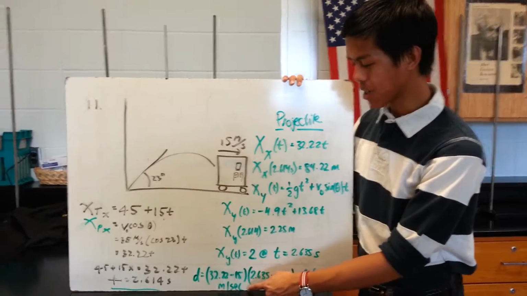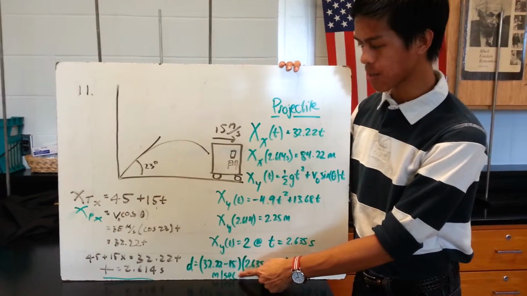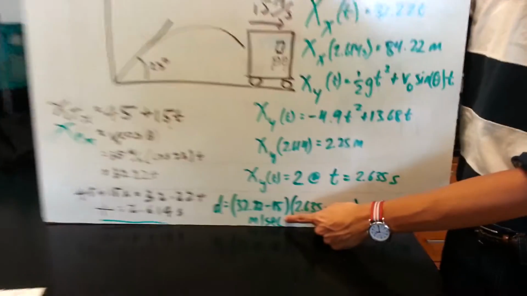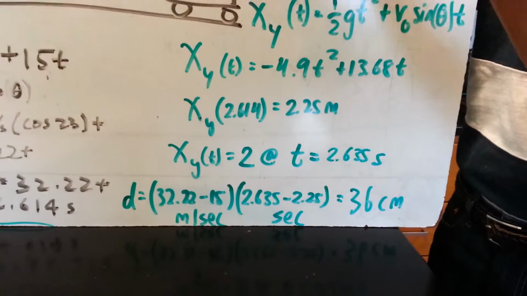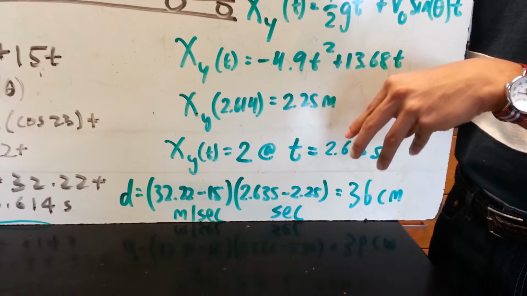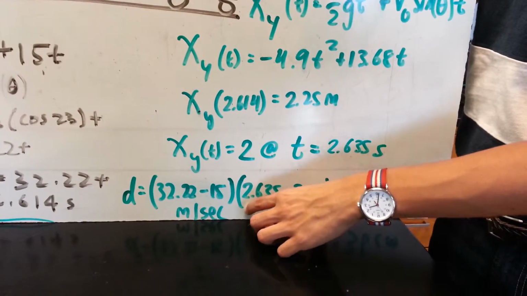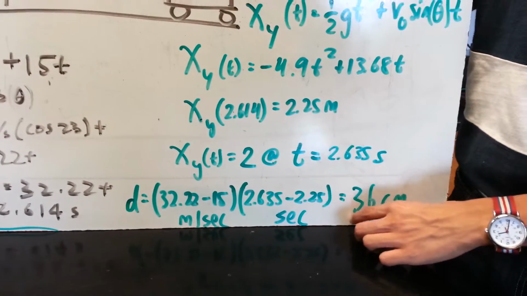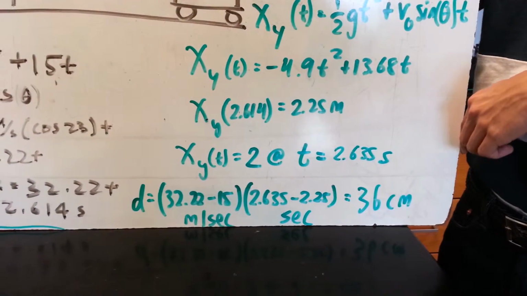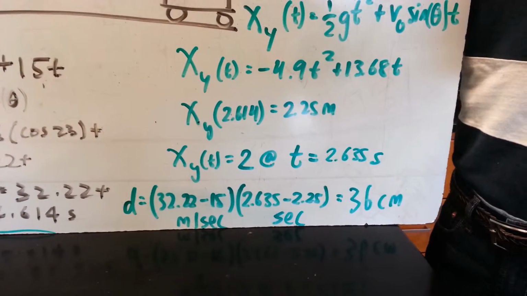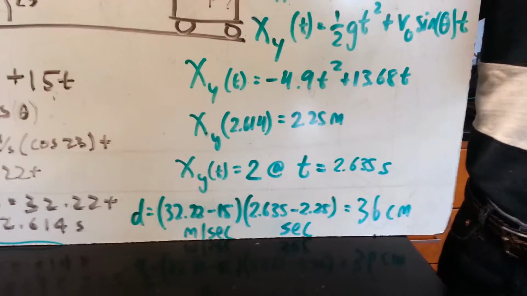So by multiplying the difference between velocities of the projectile and the truck by the time spent in the small interval between when it goes over the back of the truck and when it touches the top of the truck, we find that the ball touches the top of the truck 36 centimeters after the back of the truck.